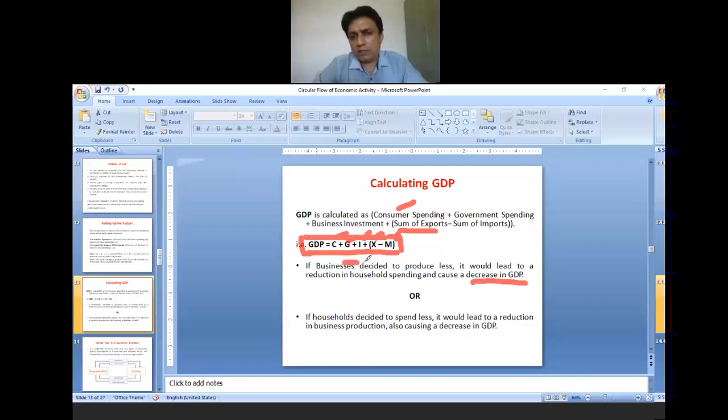If businesses produce less, then surely the consumer will get fewer goods and services, which ultimately decreases the flow of money in the market, and so decreases the GDP. Or, if the consumer decides to spend less, as in the case of the corona pandemic, it would lead to a reduction in business production, also causing a decrease in the GDP.